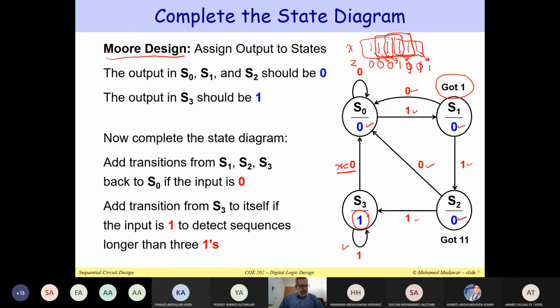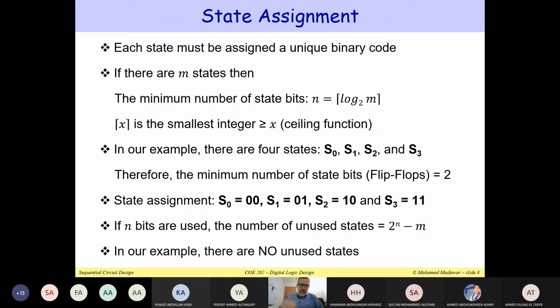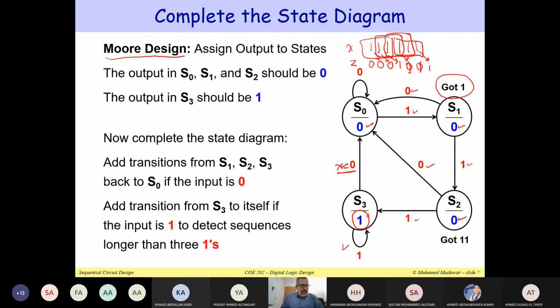We will do state assignment, which means that we assign a binary code. Now notice that these states are given names, S0, S1, S2, S3. I would like to give them numbers. So what I would like to do is give a binary code to each state. This is called state assignment. Now the question is, how many bits do I need for S0, S1, S2, and S3? And how many flip-flops do I need for the state diagram in my sequential circuit?